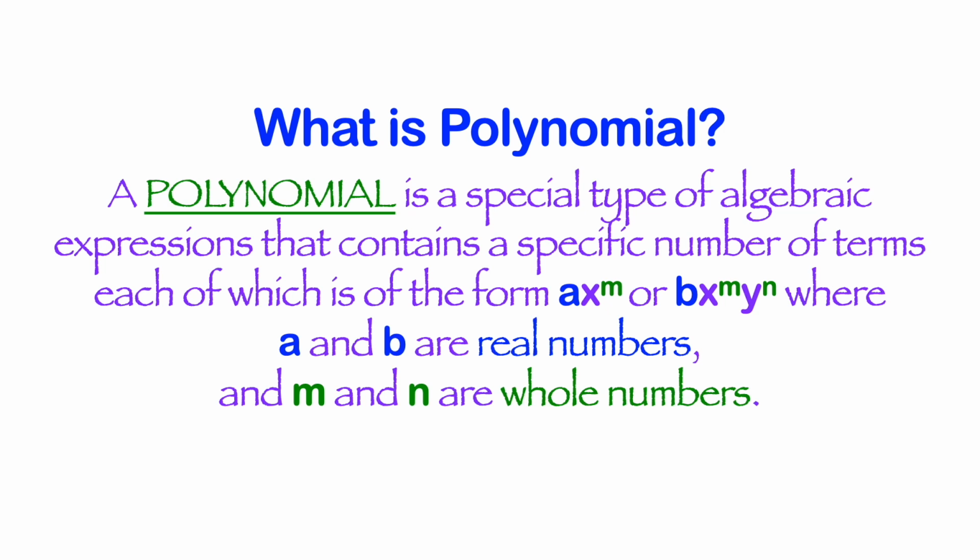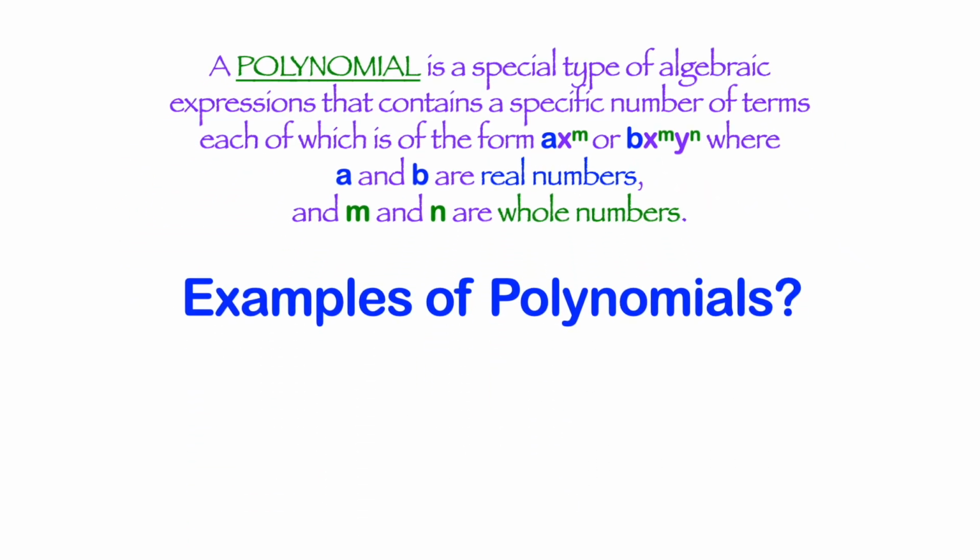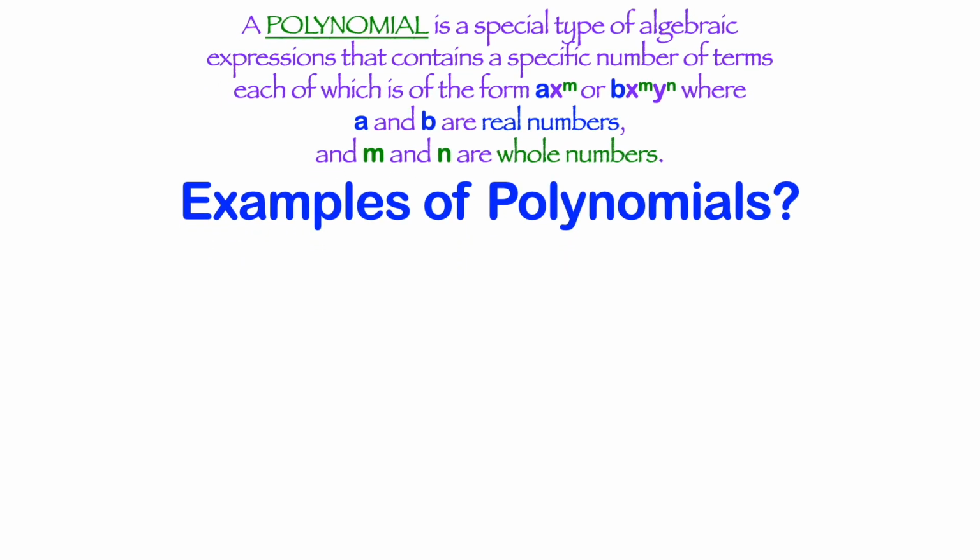And sa polynomial din, hindi rin pwede ang variable na denominator. These are the examples of polynomials. 0 is a polynomial. Negative 6x cubed is a polynomial kasi yung exponent ng x is 3 and 3 is a whole number.